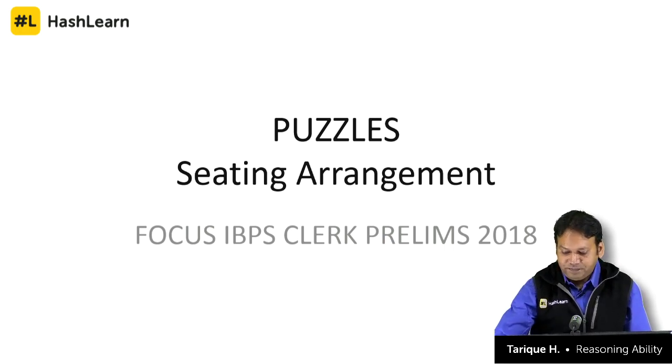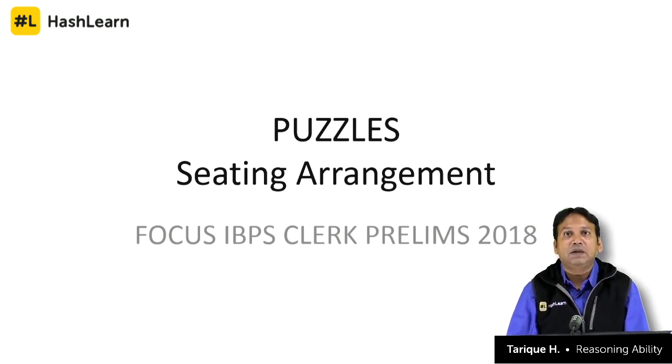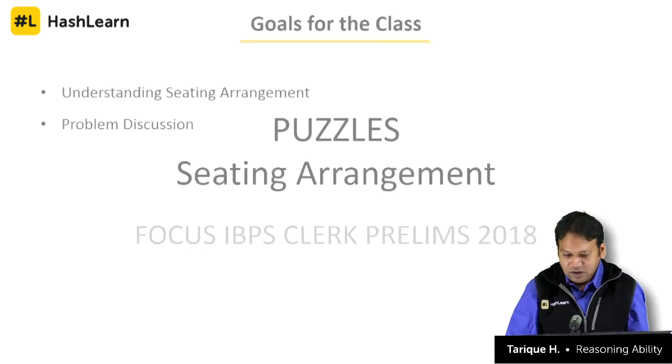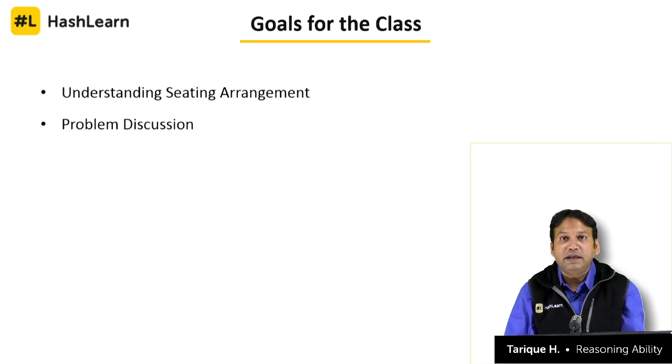Now the level of difficulty for the clerk examination as compared to PO is slightly milder. We will be looking at both types of seating arrangement in this class, that is linear seating arrangement as well as circular seating arrangement. The goal for the class is to understand the seating arrangement problems and also develop an approach of solving the questions by discussion of problems.